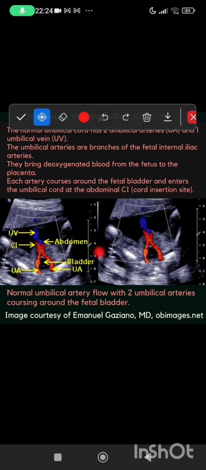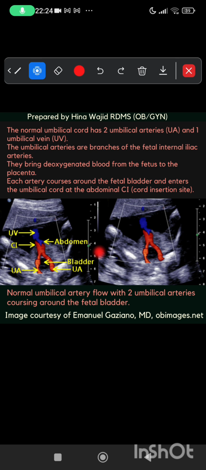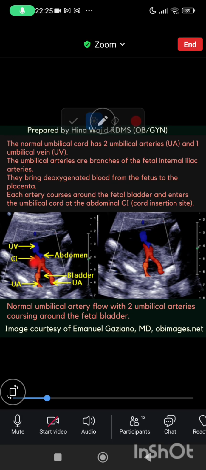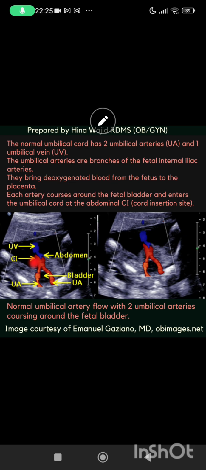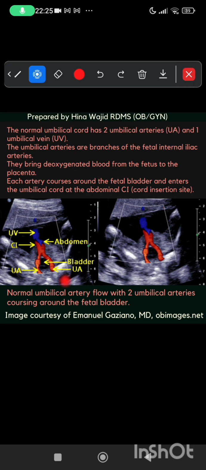Okay, so what can we see here? We can see the urinary bladder here. This one is a longitudinal view and this one is a transverse view, and again here we can see two umbilical arteries around the bladder, and then we can see umbilical arteries enter into the cord at the level of the umbilical cord insertion site. So here we can see two umbilical arteries, and at this level they further join the umbilical cord at the cord insertion site.